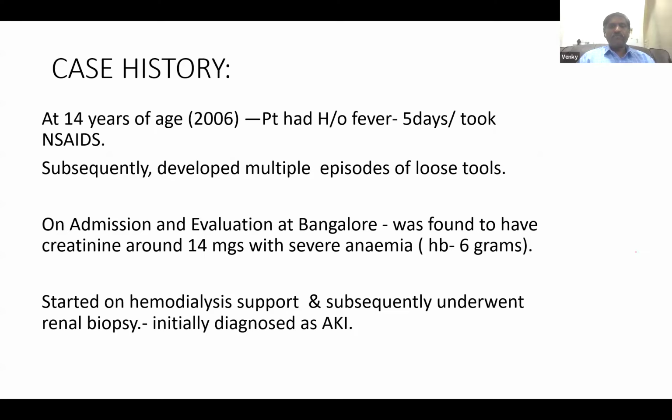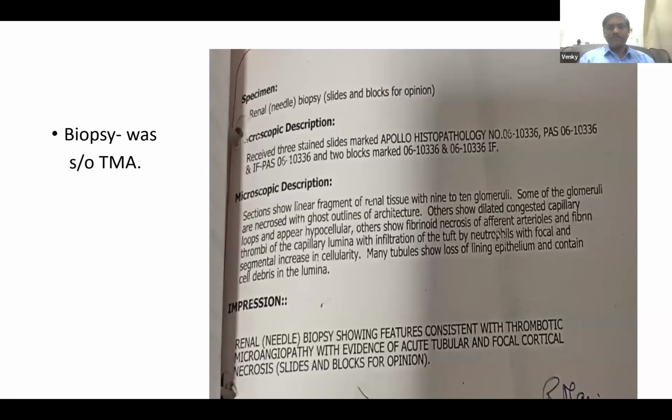At the admission itself, he was found to have a creatinine of around 14 milligrams. And also he had a severe anemia with hemoglobin of 6 grams at that time. And at that time, he was started on hemodialysis support. And subsequently underwent a renal biopsy. He was initially diagnosed as an AKI, and he was managed like that, and he underwent a renal biopsy.